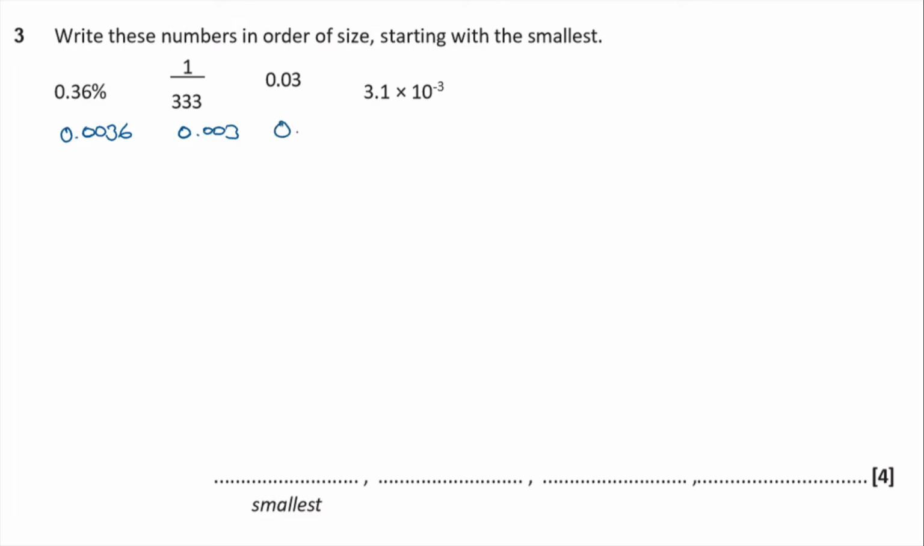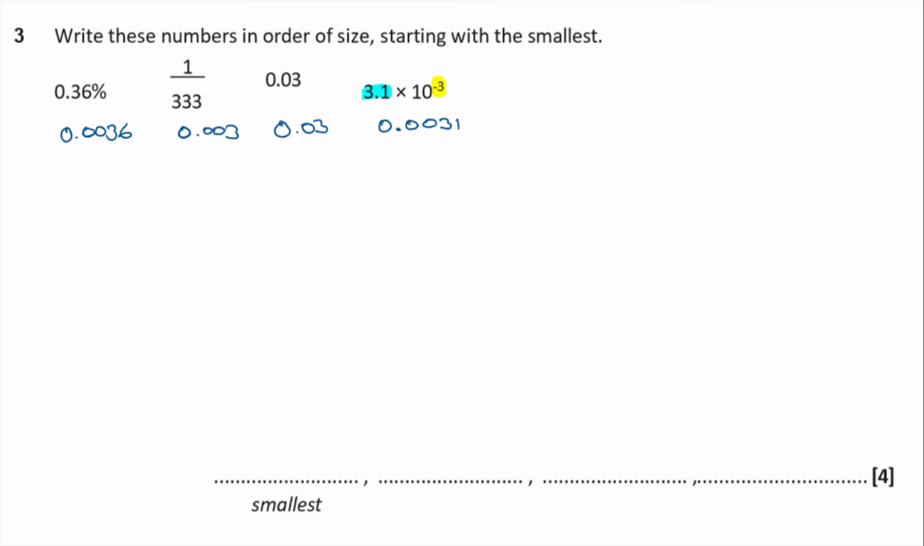Now the next one is already as a decimal, and then I've got 3.1 times 10 to the minus 3. So when I've got a number in standard form like that with a negative index, I just kind of write that number of zeros down. So 3 zeros, 0.00, and then I'm going to write the mantissa part on the end. So then I'm going to write 3, 1. Okay? So they're all my numbers.